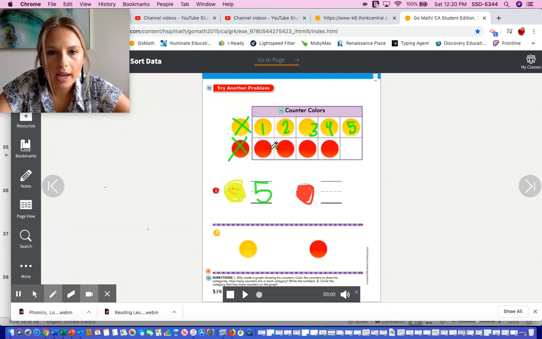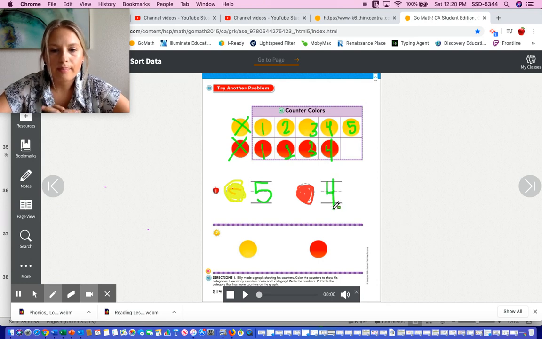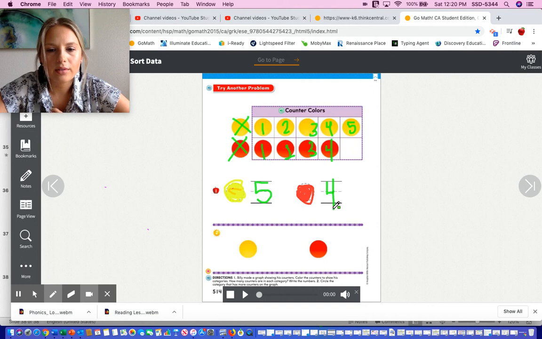Let's count the red. 1, 2, 3, 4. Good. Let's go ahead and put 4 next to the red. So Billy had made this graph to show his counters. How many counters are in each category? Write the numbers. Then let's find yellow sun number 2.